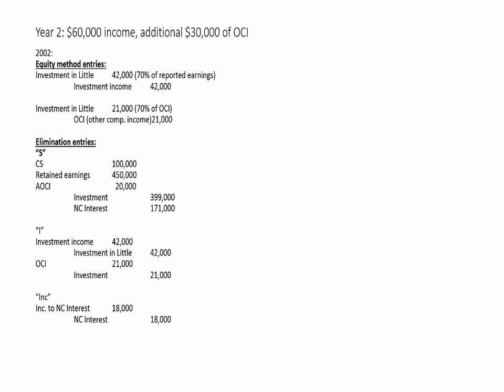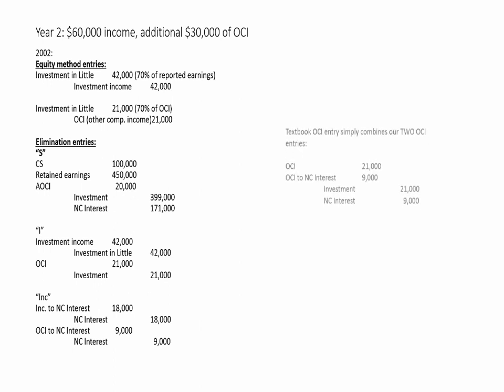Likewise for the I and C entries, the income to the non-controlling shareholders. We will allocate to them both their share of the regular earnings, $18,000, plus their share of the other comprehensive income. Again, $30,000 of other comprehensive income. The non-controlling shareholders get 30% of that, or $9,000.